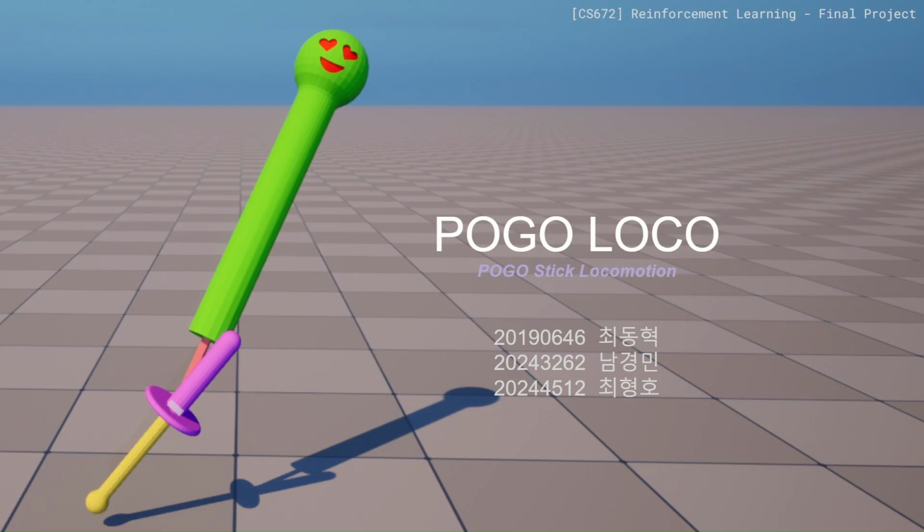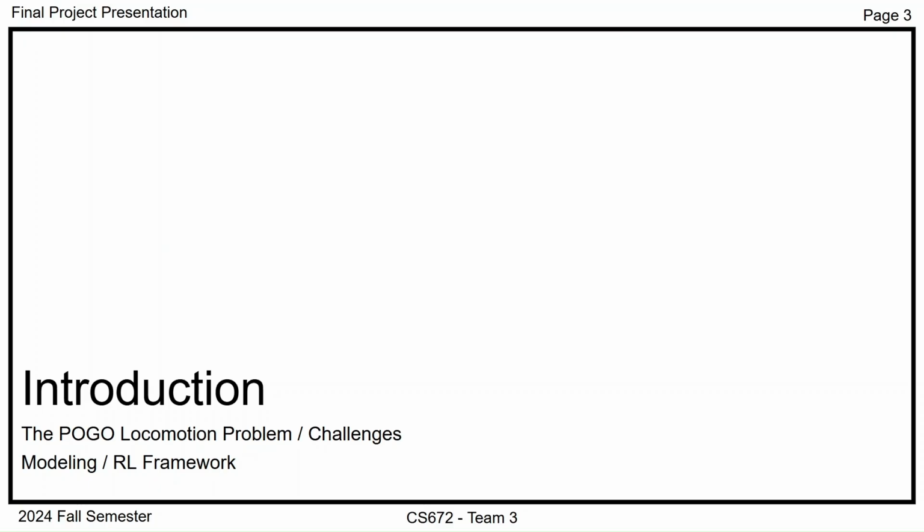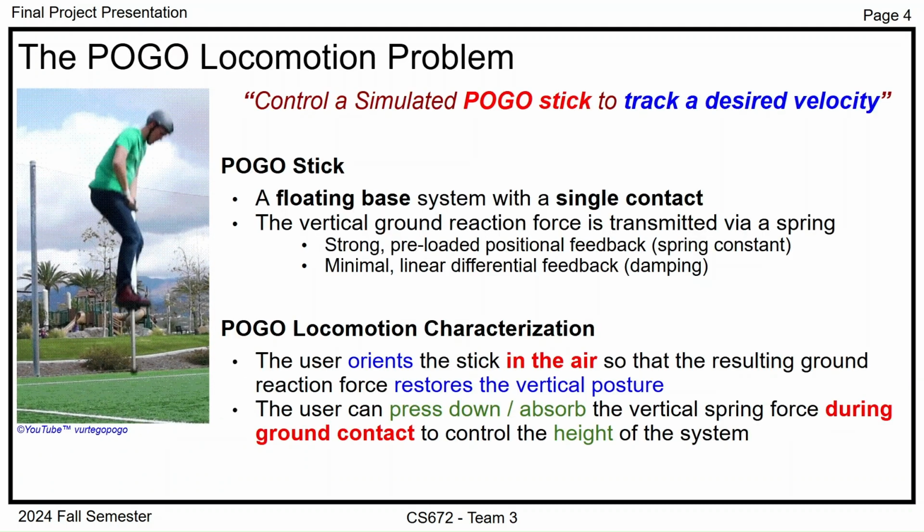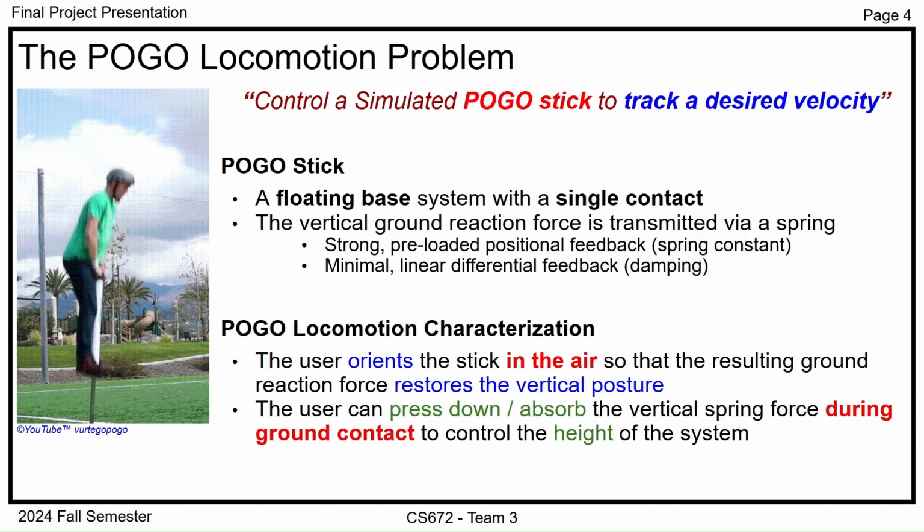Hello, this is Team 3 presenting our final project POGO-LOCO, short for Pogostick Locomotion. We first outline our problem and our general approach. Our objective is to control a pogo stick to track a desired velocity.